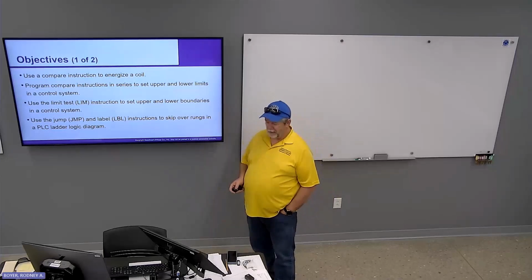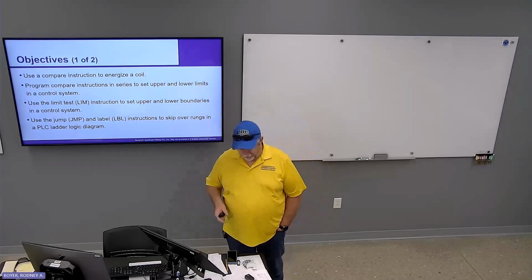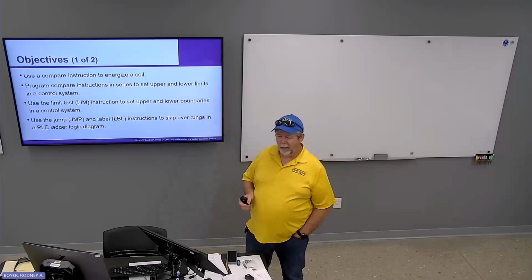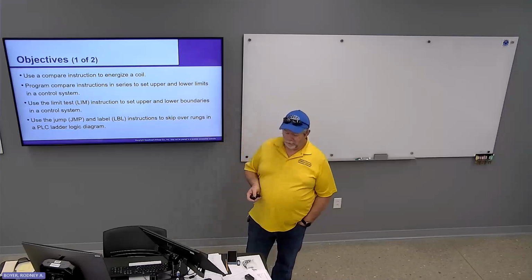Use jump and label instructions to skip over rungs in a PLC ladder logic diagram. I have been doing this for better than 30 years, and I have never come across a program where somebody actually used jump, label, or MCR. Not even once. They serve a purpose. They do act differently, so you need to know what to expect whenever you use them. The chances of you actually running into one in the wild is pretty slim, in my opinion.